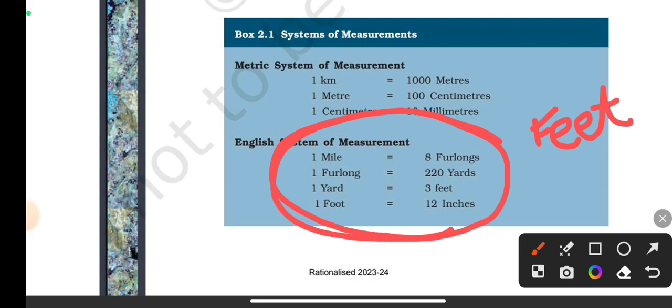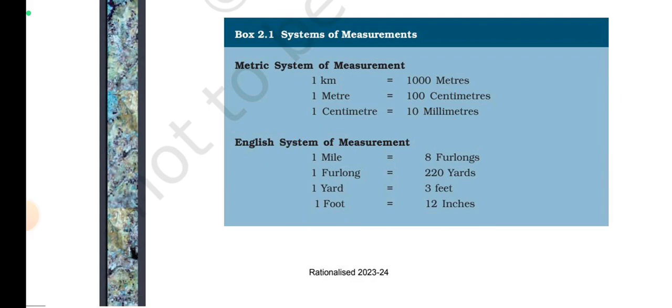Okay, so 1 foot is equal to 12 inches, 1 yard is equal to 3 feet, 1 furlong is equal to 220 yards, and 1 mile is equal to 8 furlongs. Okay, 1 mile is equal to 8 furlongs. 1 furlong is equal to 220 yards. 1 yard is equal to 3 feet. 1 foot is equal to 12 inches. I hope now you can remember it.